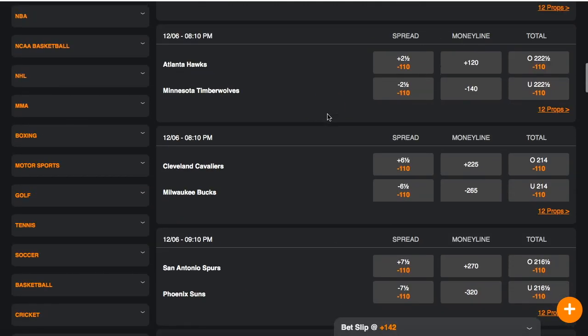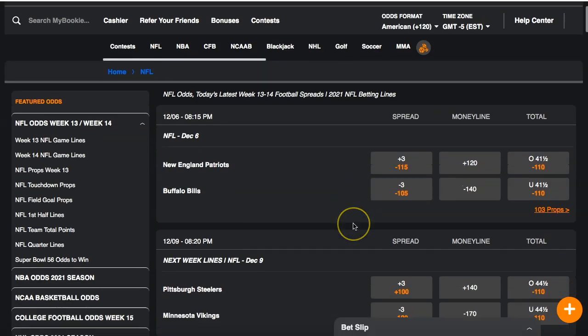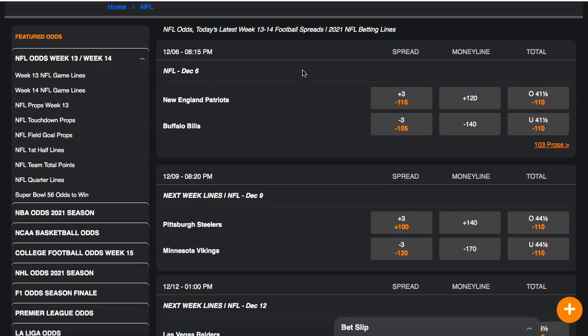That's how you place a sports bet. Let's take a look at a couple more examples, maybe one or two. Let's go to NFL. So we got the Patriots and the Bills over here. So same thing, you could either do the money line or you could take the spread. So if I do a money line, I'm just picking a straight winner. With the spread, let's say I think the Patriots are going to win. They're a plus 3. They're an underdog.